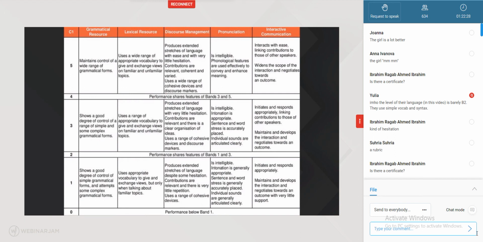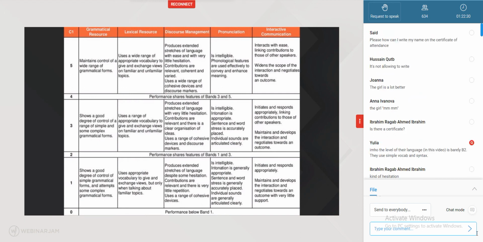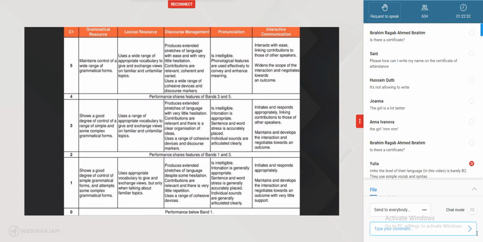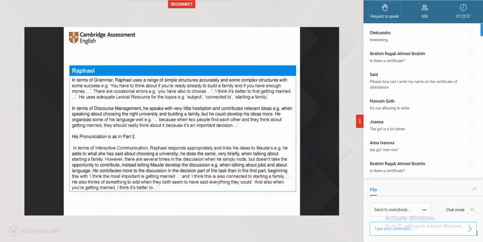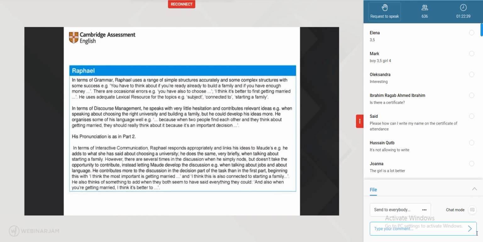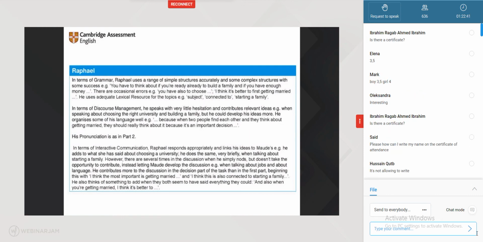Right, we had some interesting feedback in the chat box there. We'll show you the examiner's comments now. For Raphael first, I think. We have language at the top, discourse management. Let's look at the interactive communication.